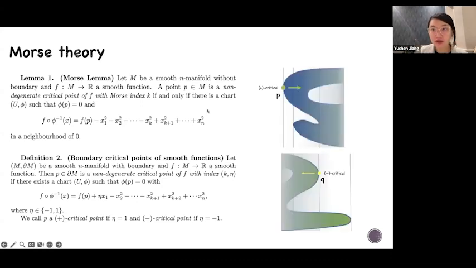So here are two examples. If you look at the point P here, you can see this is where you will enter the manifold if you're going rightwards. And this will be a plus critical point because locally all the points here will have a greater value compared to the value P taken under the height function. Similarly, the point Q here will be a minus critical point because locally all the points around it will take a smaller value.